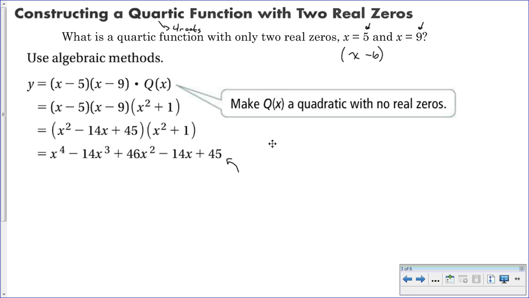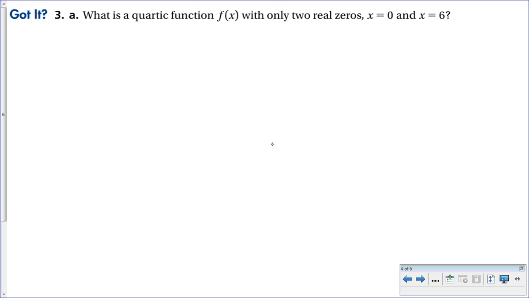All right, so I want you to try this one. What is a quartic function f of x with only two real zeros, x equals 0 and x equals 6? So go ahead and pause the video and figure this one out.